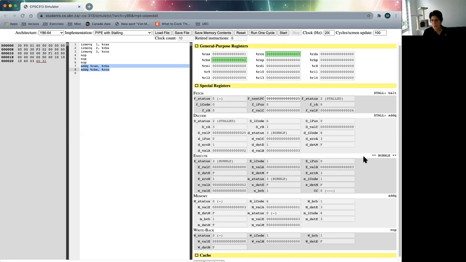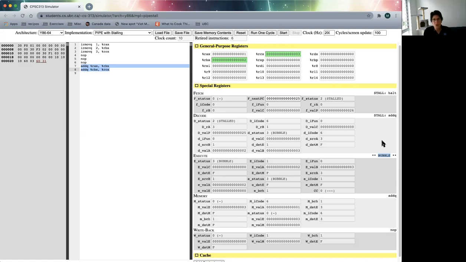So now what happens when I run one more cycle? What you see in the simulator is that we insert what's called a bubble. And what the bubble means is we want that first addq to proceed to the next phase to get to memory. But this addq, we don't want to go anywhere. It's got to stay in decode. Well, then the question is, what ends up in the execute phase? And the answer is nothing.